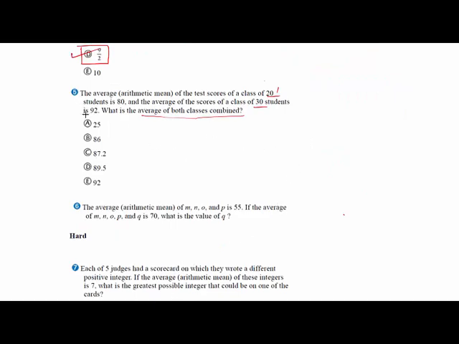Okay, so question number 5. The average of the test scores of the class of 20 students. So we can use the formula sum equals average times number of terms. The number is 20, and the average is 80. So the sum is 80 times 20, that is 1600. So the sum of all the tests of these 20 students is 1600.